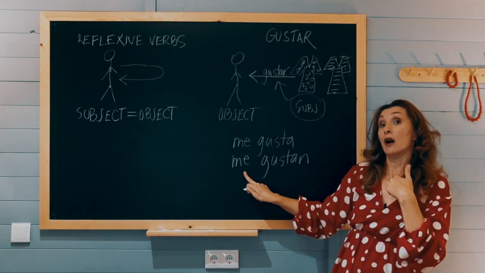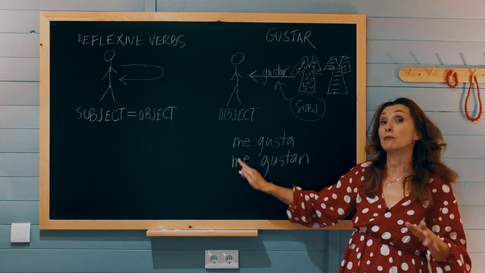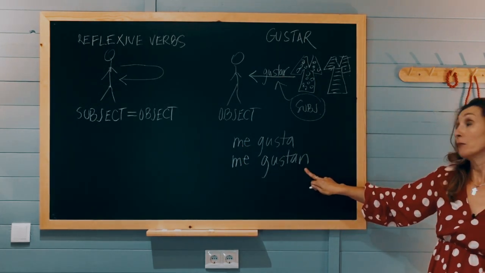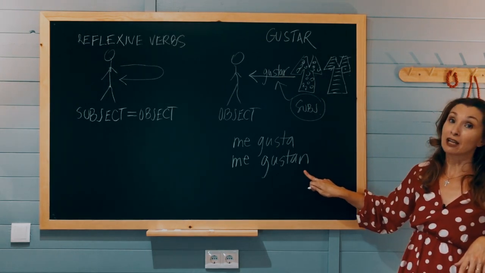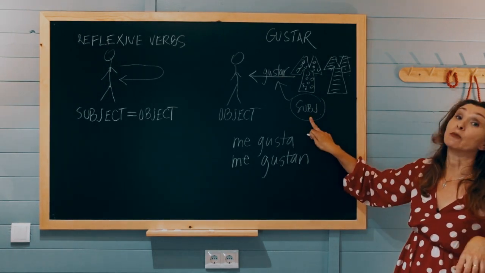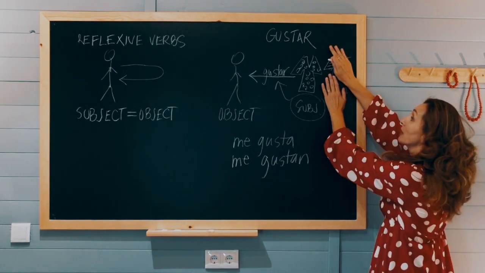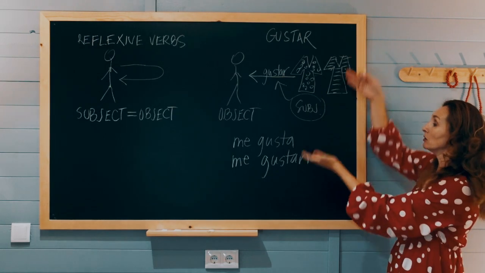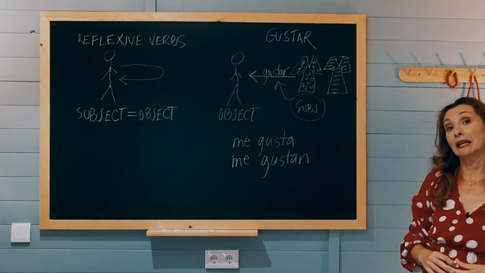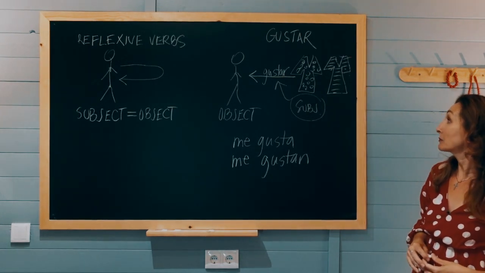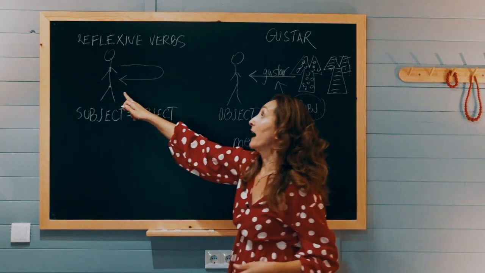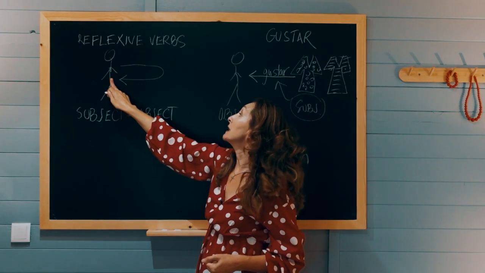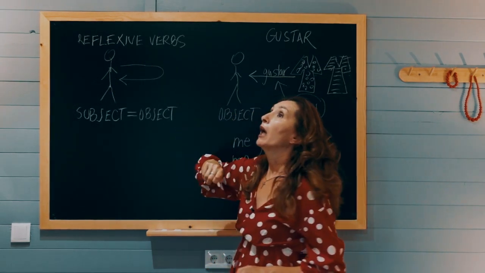I'm still just one, I'm still just me, so me hasn't changed, but the verb has changed, because the verb always has to reflect the subject. And if the subject is singular, the verb is in singular. If the subject is plural, the verb is in plural, okay?